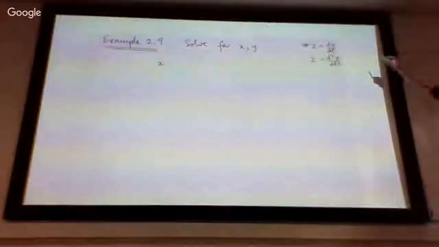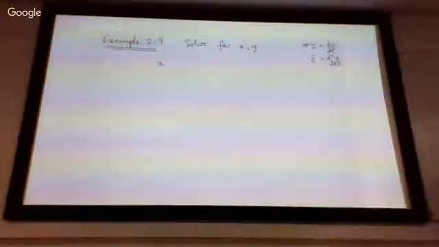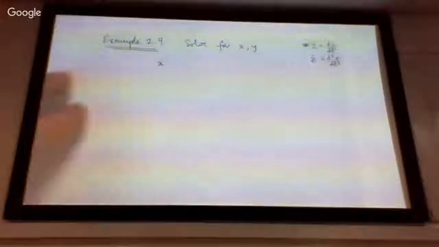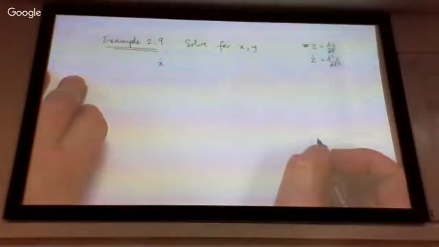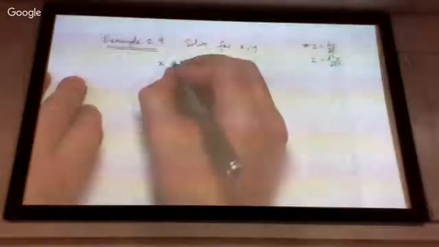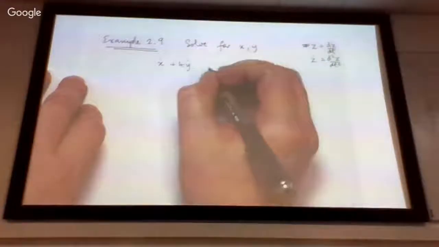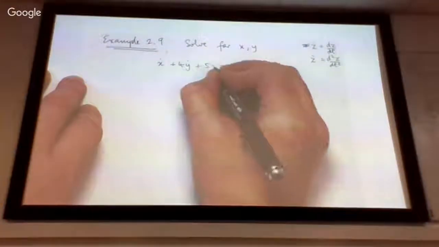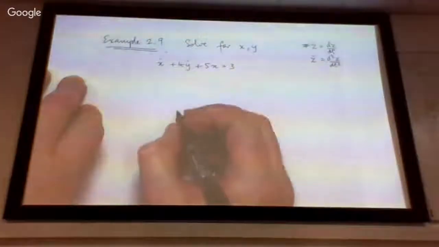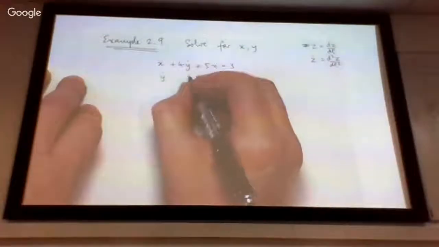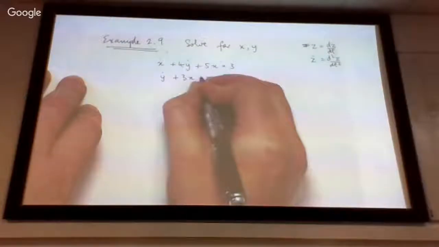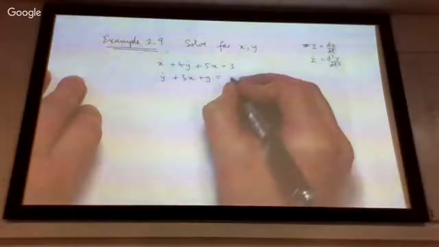As you could appreciate, it's a lot easier to write z dot or z double dot to refer to these. It takes less ink, and it all fits on one line. So we've got x dot plus 4y dot plus 5x equals 3. Our second equation is y dot plus 3x plus y equals 2t.